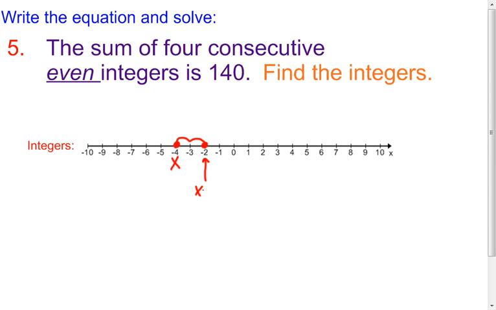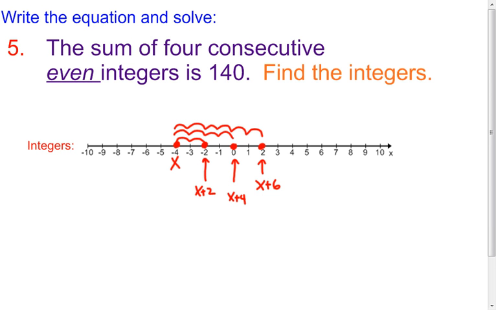This would be x plus 2. If I jump over 2 more spots, this one right here from the original would be 1, 2, 3, 4 spots over, or x plus 4. If I go to the next even integer, I would go 1, 2, 3, 4, 5, 6 spots over from the original. You're always measuring from the original, and that would be x plus 6.